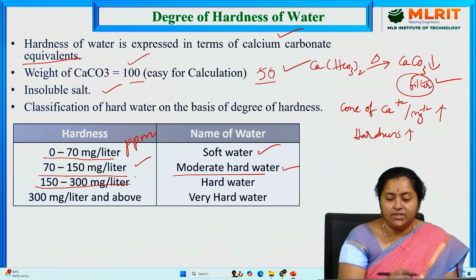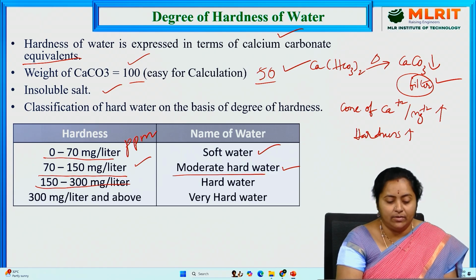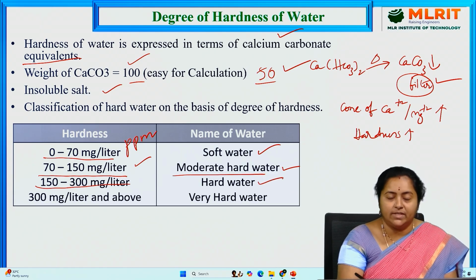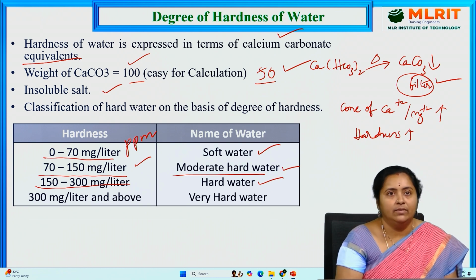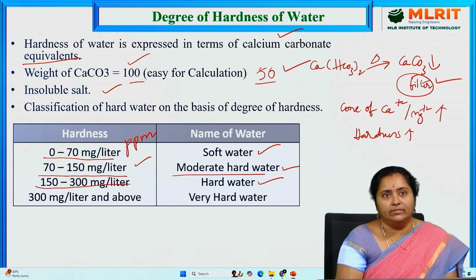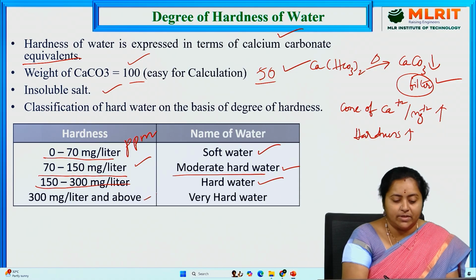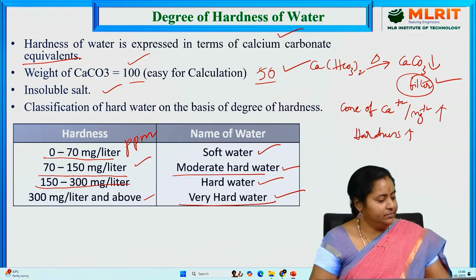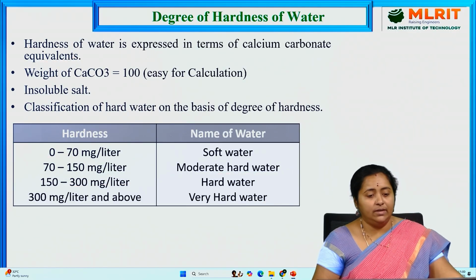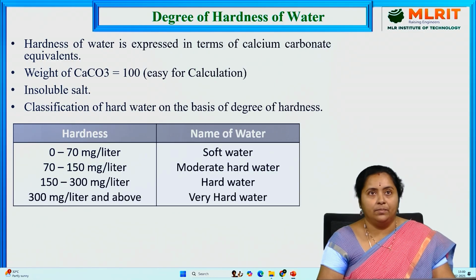Again, if concentration gets increased, then hardness also proportionately gets increased, that is in a range of 150 to 300 milligrams per liter or ppm. So this is what we call hard water. Once it exceeds 300 milligrams per liter or ppm, that means greater than or equal to 300 ppm, we will call such a water sample very hard water. We are going to express the hardness of water in terms of calcium carbonate equivalence.